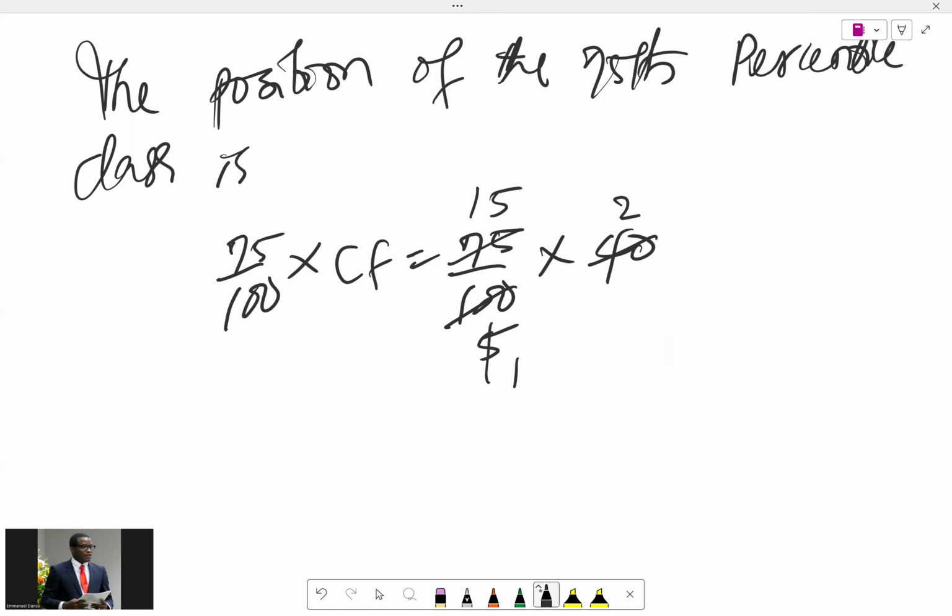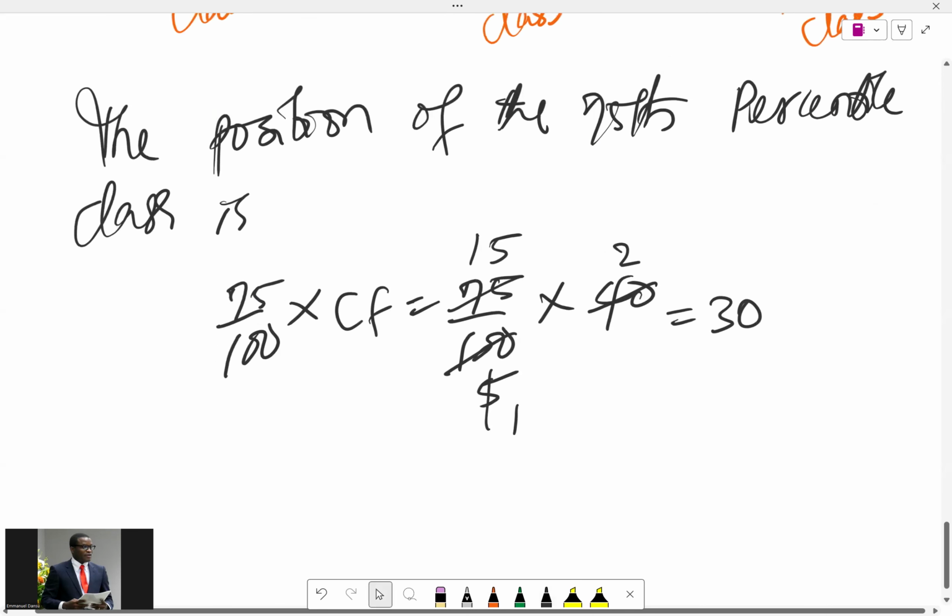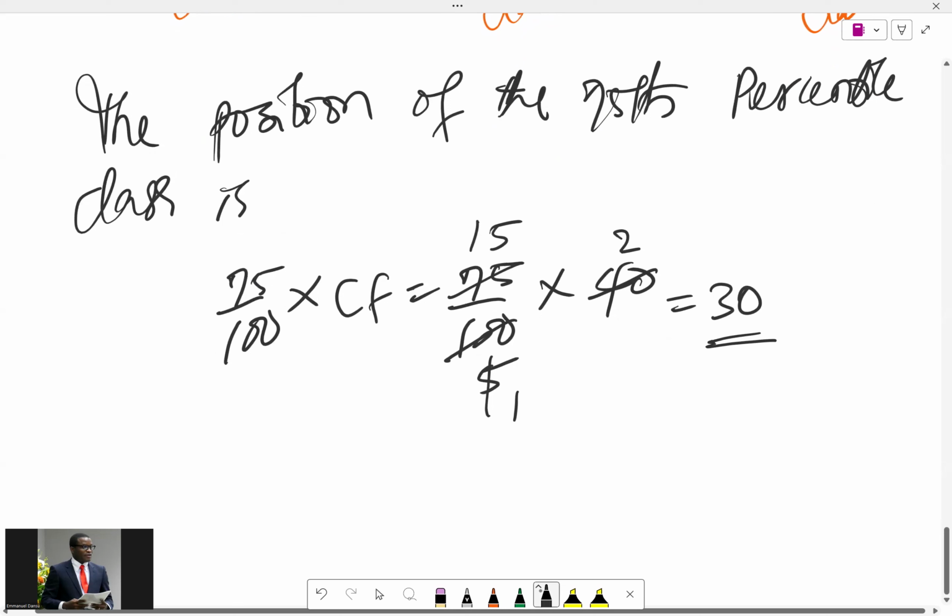Okay, so this is 75 over 100 times 40. Don't trust your brain under pressure. 75 over 100 times 40, that's 30. Correct, 30. So it means that the position of the 75th percentile is 30. So you have to go to where the cumulative frequency is 30.